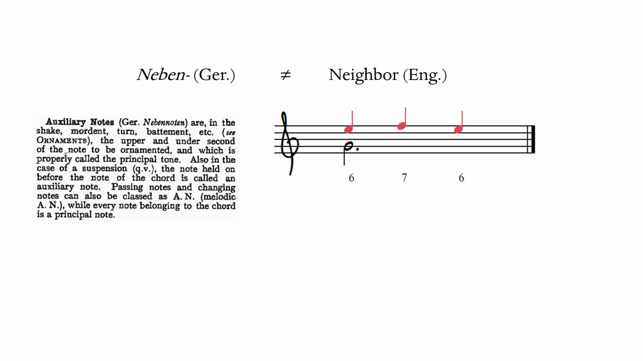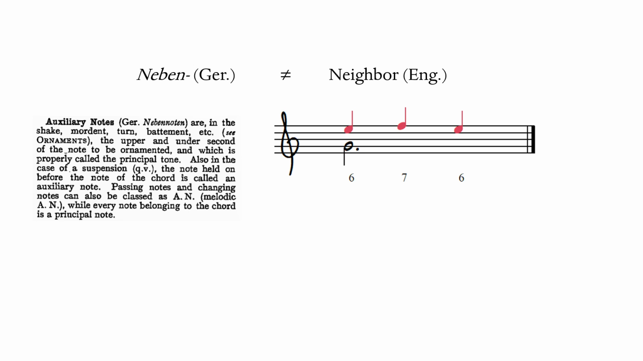Also, in the case of a suspension, the note held on before the note of the chord is called an auxiliary note. Passing notes and changing notes are Wechselnoten, which means accented passing tones, can also be classed as auxiliary notes, melodic auxiliary notes, while every note belonging to the chord is a principal note.